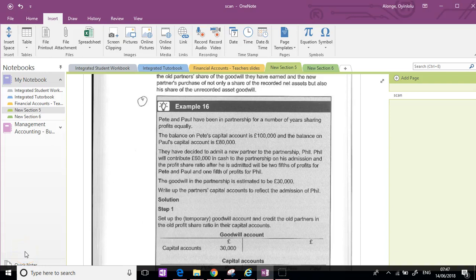Hi all, good morning. I wanted you to go through a series of examples to get used to the mechanics of dealing with goodwill in the partnership section of your exams.